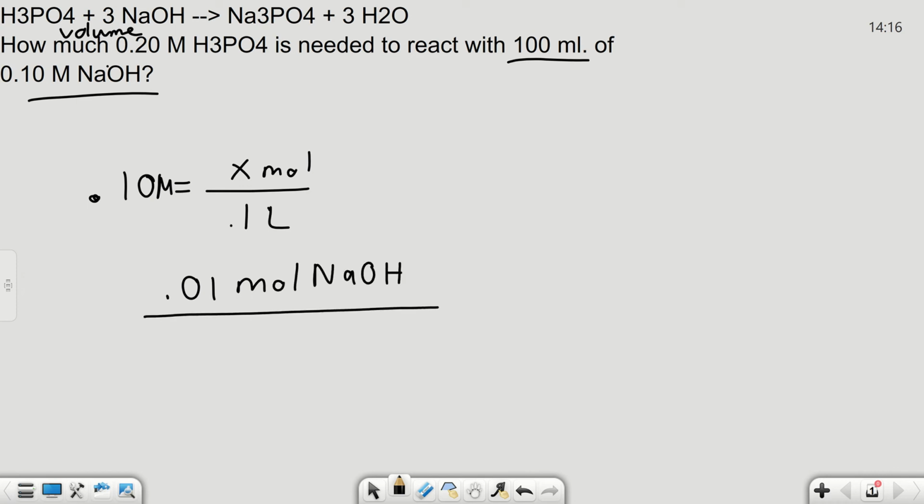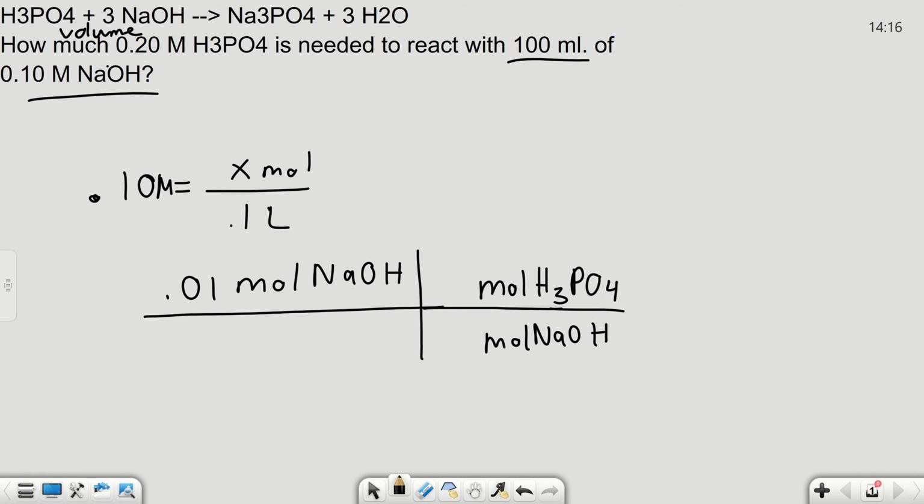This is going to then react. We need to figure out how many moles of H3PO4 react. Well, I'm in moles of NaOH, so I can go from moles of NaOH to moles of H3PO4. So there's my stoichiometry. It's a mole-to-mole stoichiometry, 1 to 3. So how many moles of H3PO4 will I need? 0.01 divided by 3 is 0.0033333333. So 0.0033 moles of H3PO4 is how much I need.